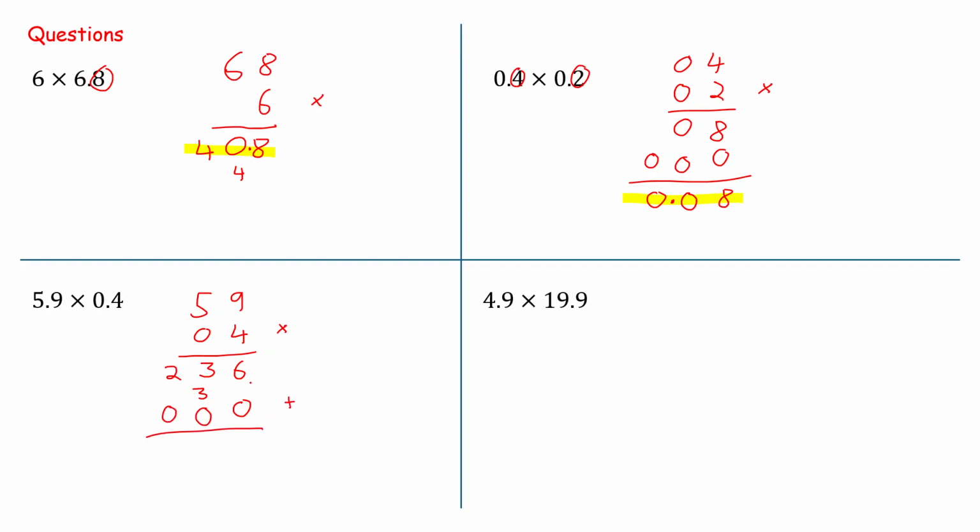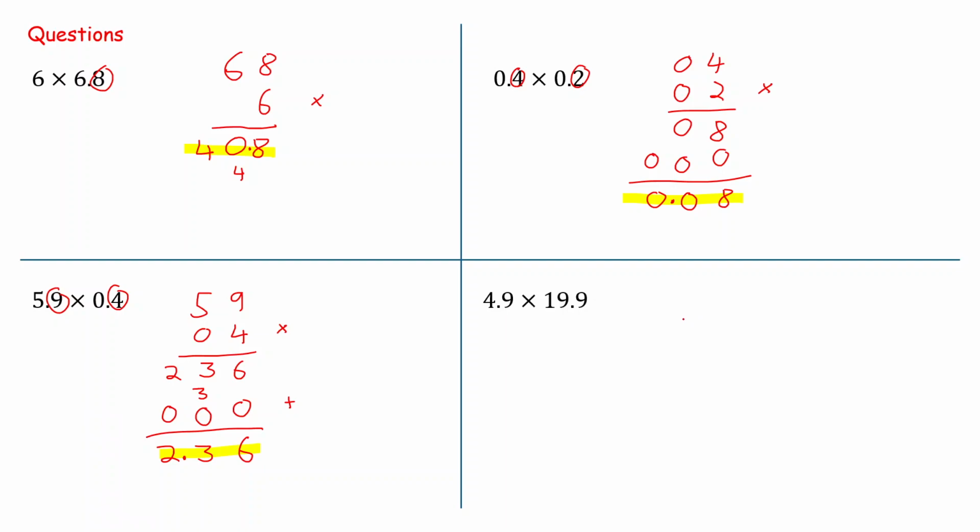Add them all up now. So 6 add 0 is 6. 3 add 0 is 3. 2 add 0 is going to give you 2. And you've got 2 numbers after your points, so you're going back in by 1, 2. So 2.36, that is your answer for this one. There we go. Good. Perfect.